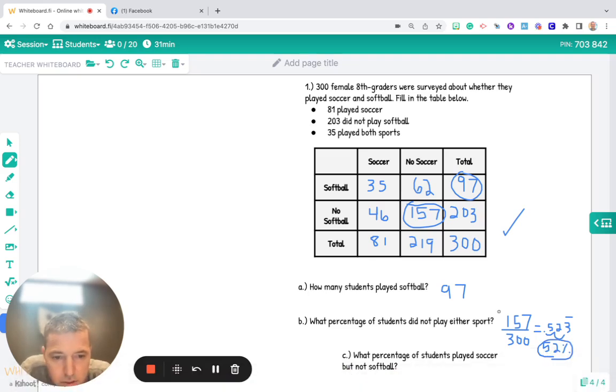What percentage of students played soccer but not softball? So soccer but no softball. Well, that would be 46, right? And again, it's percentage. So I'm going to do 46 out of the total, which was 300. So if I do 46 divided by 300, I'm going to get 0.153 repeating. I'll move my decimal over 2 spots, and if I round to the nearest percent, that would be 15%, right?